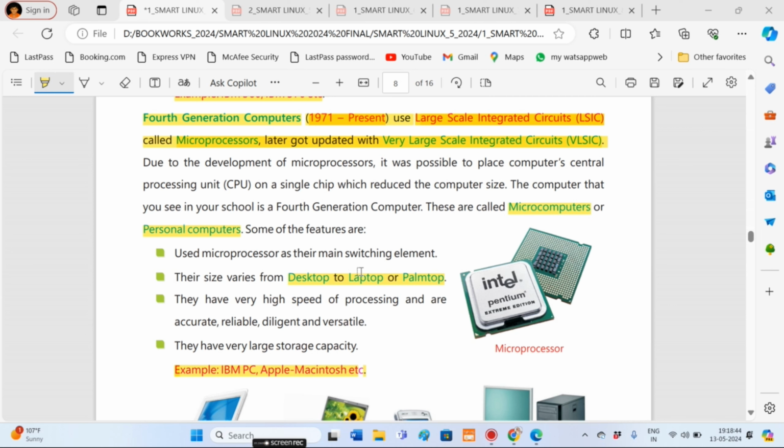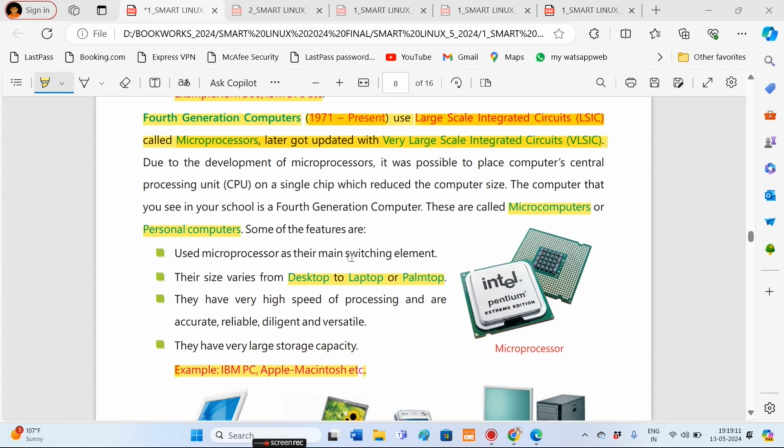Okay. So fourth generation computers use large scale integrated circuits. Some of the features are they use microprocessor as their main switching element and their size varies from desktop to laptop or palm top. They have a very high speed of processing and are accurate, reliable, diligent and versatile. They have very large storage capacity. Example, IBM PC, Apple, Macintosh, etc.